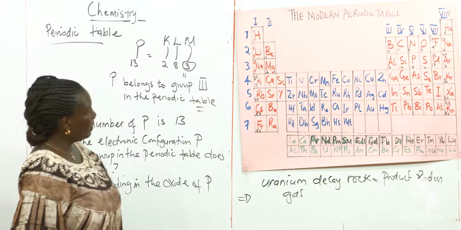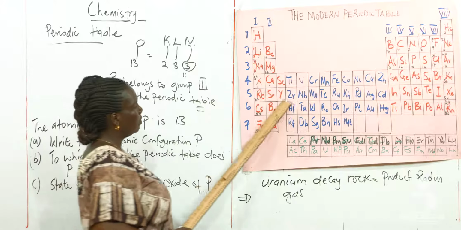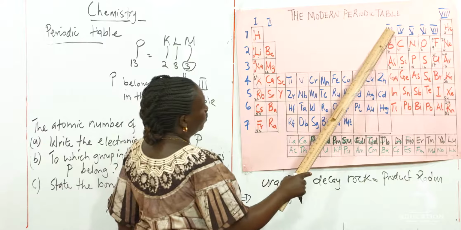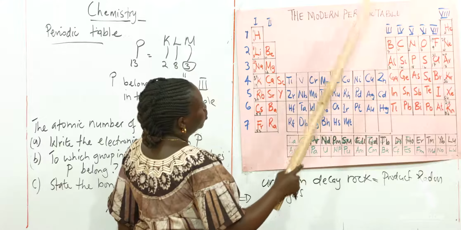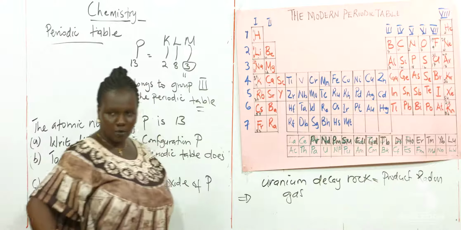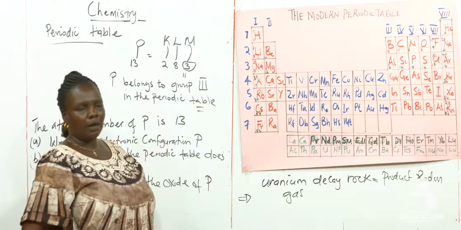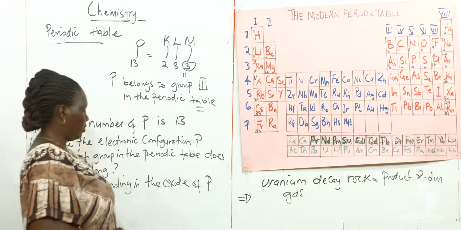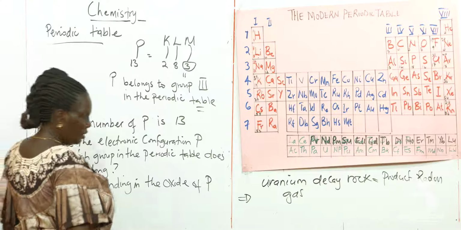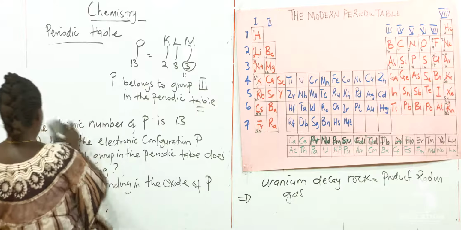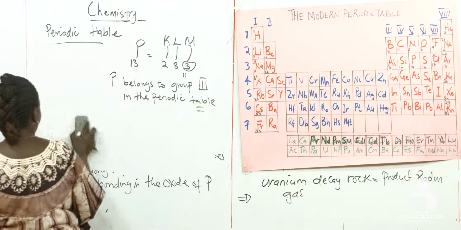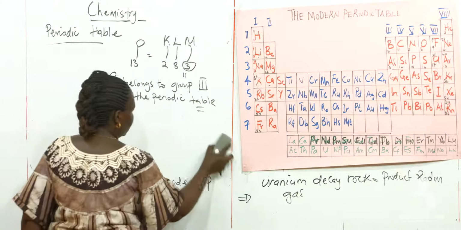Then when we come to the periodic table and look at members of group 3, the element that has atomic number 13 is aluminum. So automatically we know that P is aluminum. Next, the bonding in the oxide of P.